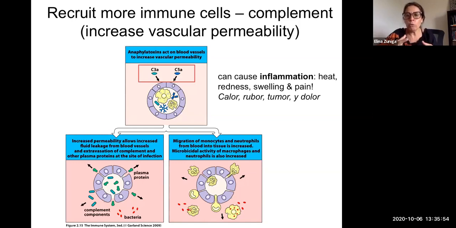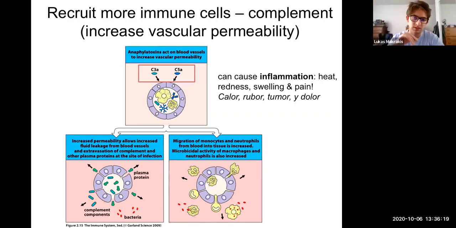So what you want to remember is not only the four features of inflammation, but you need to make sure you understand how they are caused. And so again, heat, redness, swelling, and pain, which in Latin are calor, rubor, tumor, and dolor. Okay, you don't need to remember the Latin.